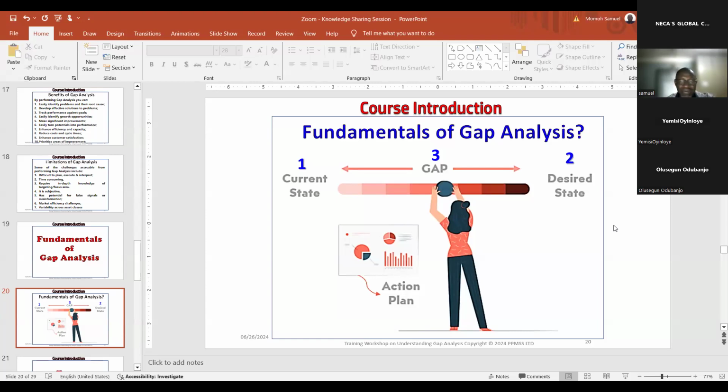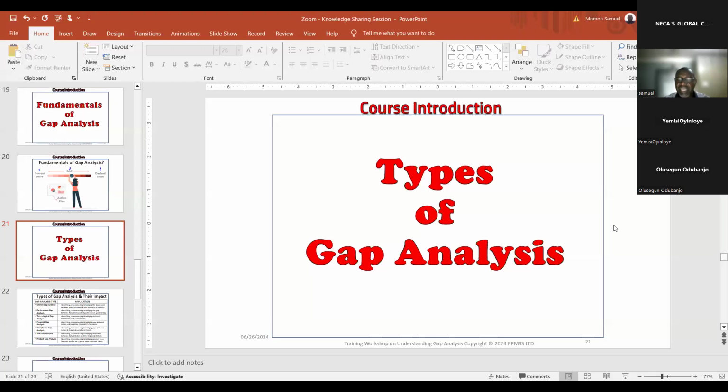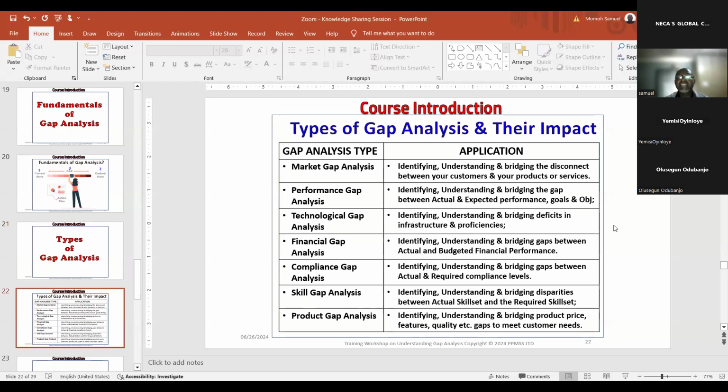You need to identify your present state, your present location in the scheme of things. Where are you, either as an organization or as an individual? And then where are you aspiring to be? Or what plan do you have for yourself that you want to achieve? What objectives, what goals have you put in place for yourself? So once these are available, gap analysis becomes very easy. So having talked about the fundamentals, let's look at the types of gap analysis.